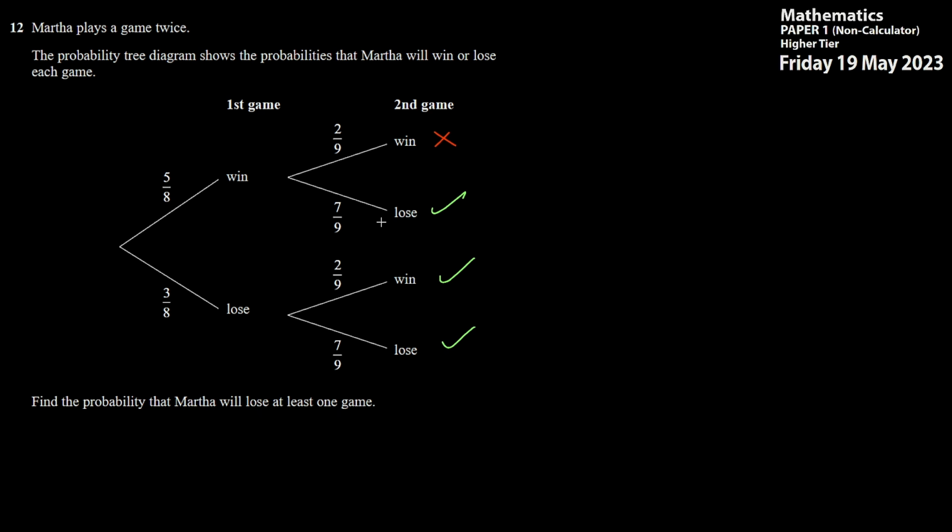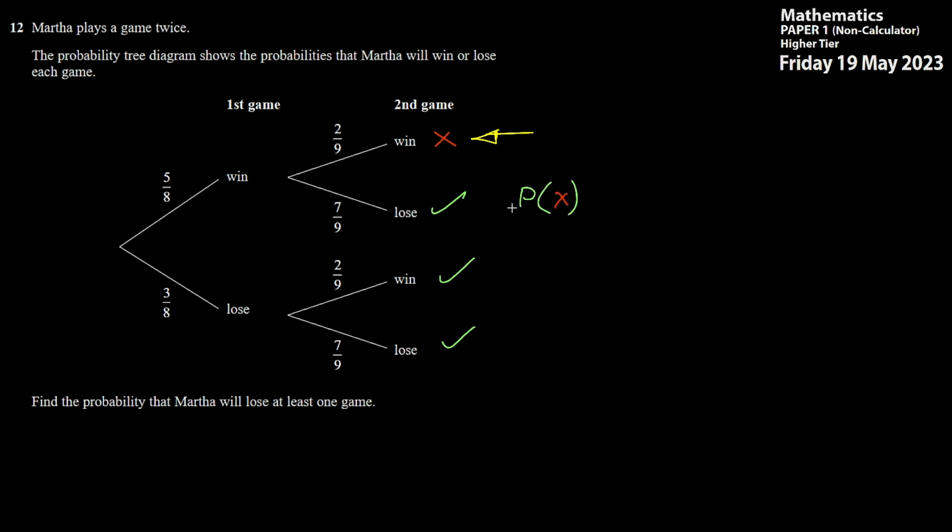Now, we could work out all of these three probabilities, which will be 5/8 multiplied by 7/9 for the first one, 3/8 multiplied by 2/9 for the second one, and then 3/8 multiplied by 7/9 for the third one. Now that's a lot of work. What we could do instead is look at our result here and subtract our answer from 1, because she's going to end up at one of these four destinations.